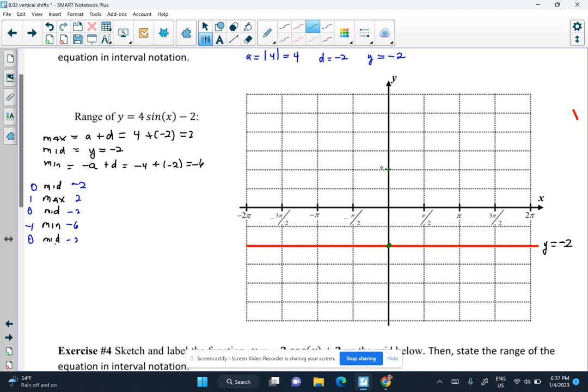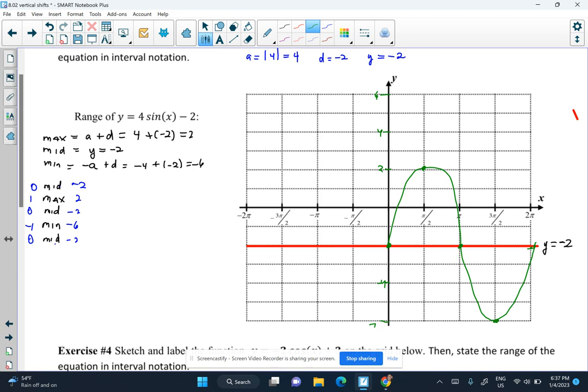And actually, I forgot to label this. So 2, 4, 6, -2, -4, -6. So it's -2, 2, back to the midline, back to -6, and back to -2. And I'm going to make a nice smooth curve.